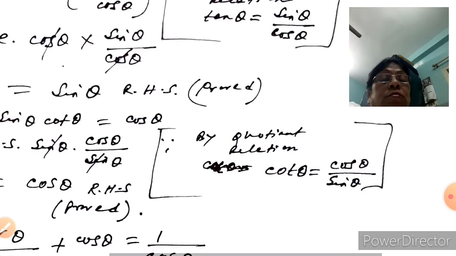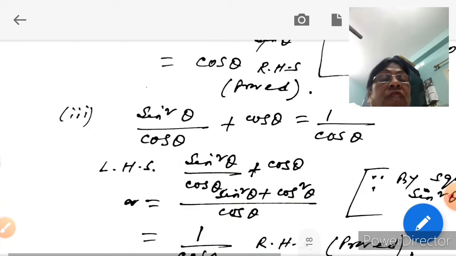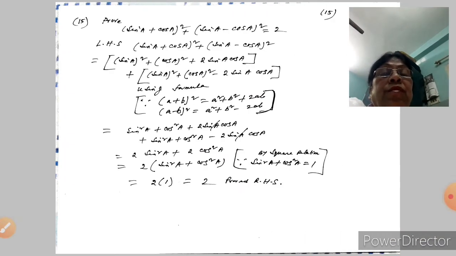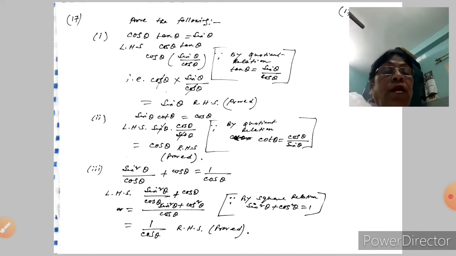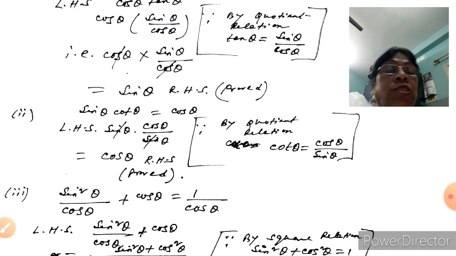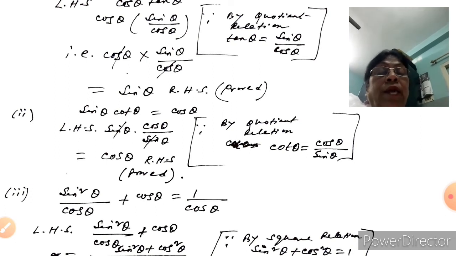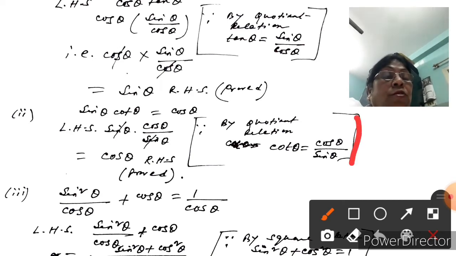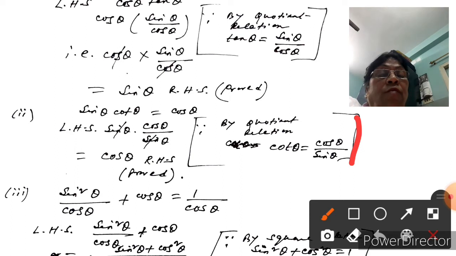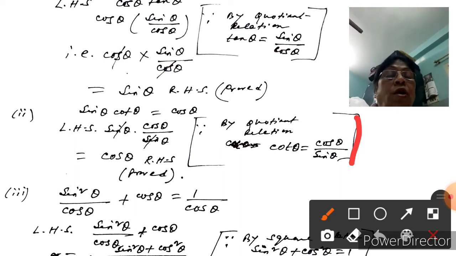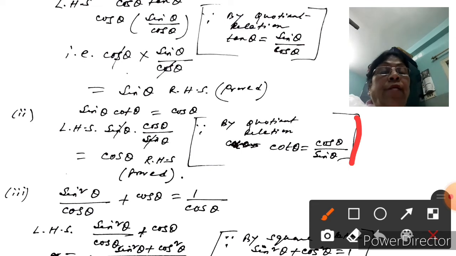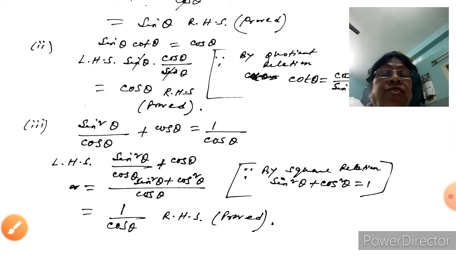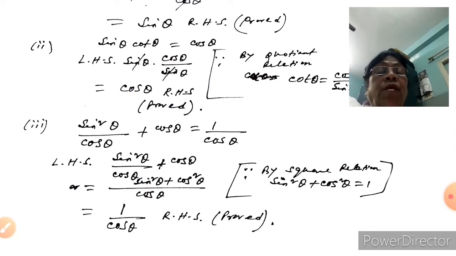Now, sum number 2 of question number 17. You see, sin theta cot theta is equal to cos theta. Then left hand side sin theta, cos theta by sin theta, because by the relation we know cot theta is equal to cos theta by sin theta. So, putting the value of cot theta, cos theta by sin theta, we got cos theta. So, sin theta cot theta is equal to cos theta. This is proved.